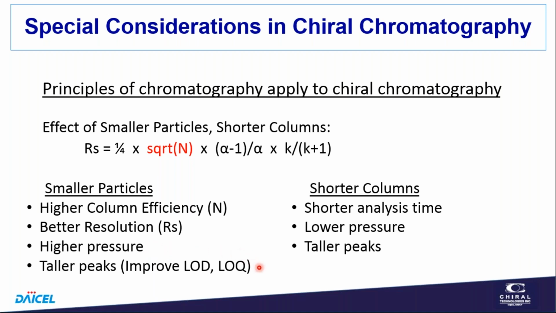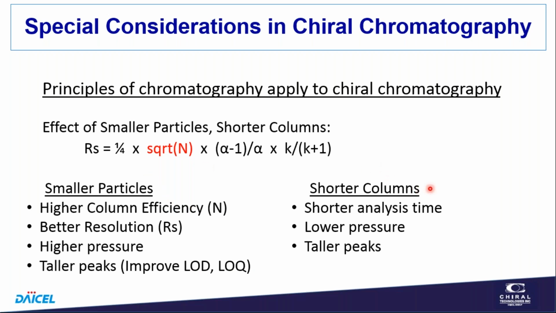But with smaller particles and sharper peaks, we also get taller peaks. The area is conserved, so we'll get a taller peak, which improves our limit of detection and limit of quantitation. So this can be very valuable in performing an analysis of the low-level enantiomer.